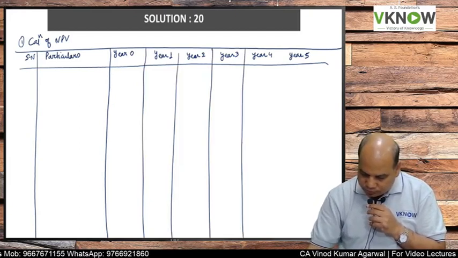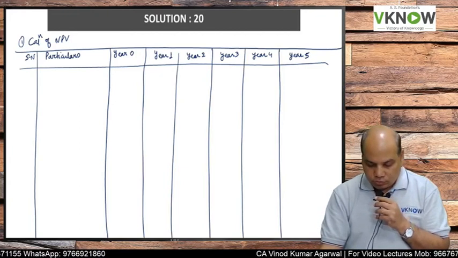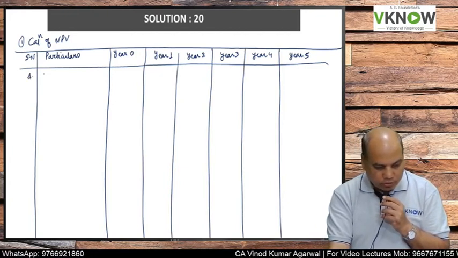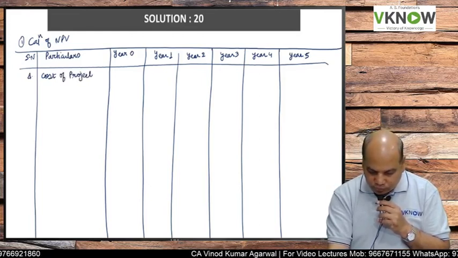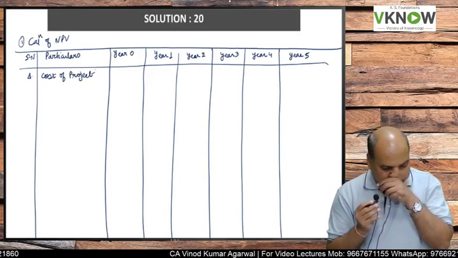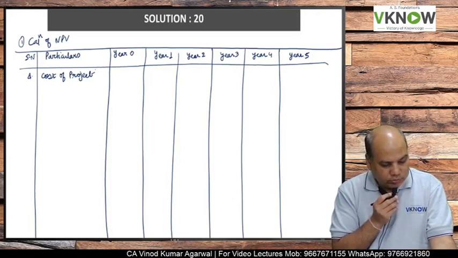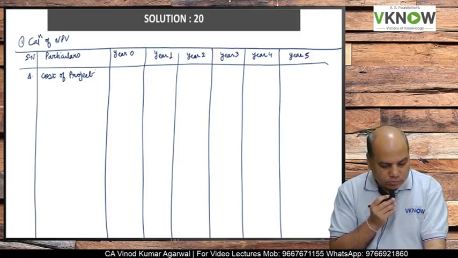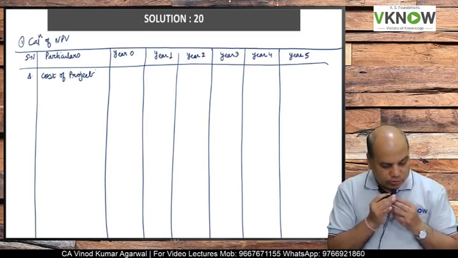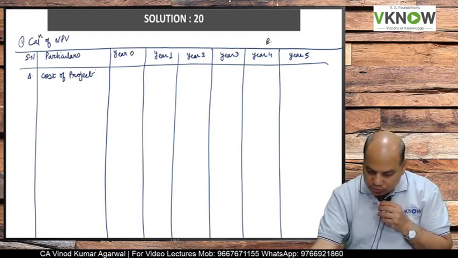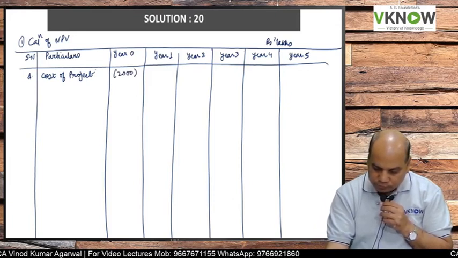Presentation can change, but the answer should remain the same. So first point number A, cost of project. How much is the cost of this project? Anybody? Cost of the project? 2000 lakhs. Cost of the project is 2000. Yes, rupees in lakhs, write down. In bracket 2000 in year 0.